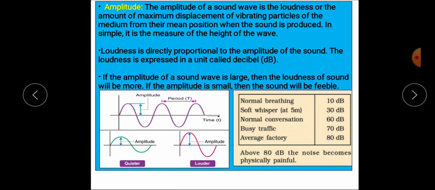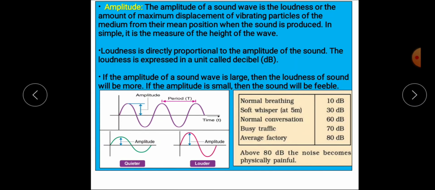Here you see, loudness is directly proportional. Directly proportional means both will increase together. If amplitude is high, the sound will be loud. If amplitude is very low, then the sound will be feeble. It will not be loud, it will be very feeble.